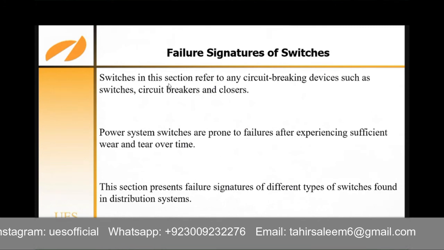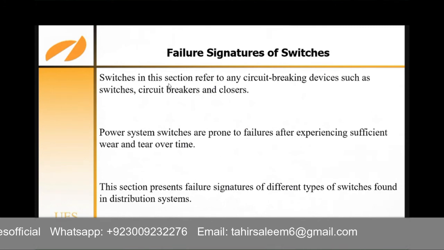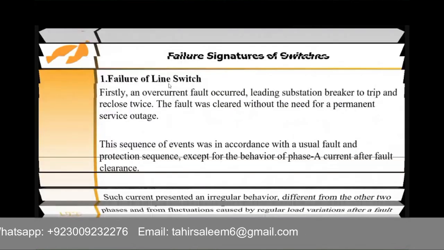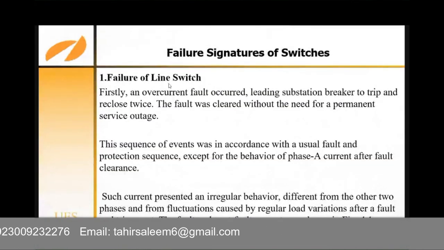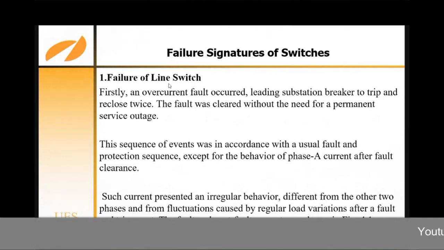This section presents the failure signature of different types of switches in the distribution system, like a line switch. An overcurrent fault occurred, leading the substation breaker to trip and reclose twice. The fault was cleared without the need of a permanent service outage. This sequence of events was in accordance with the usual fault and protection sequence, except for the behavior of phase A current after a fault clearance.